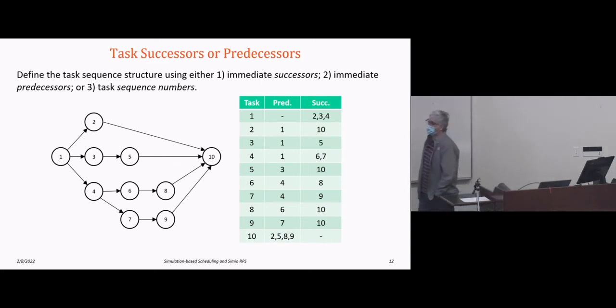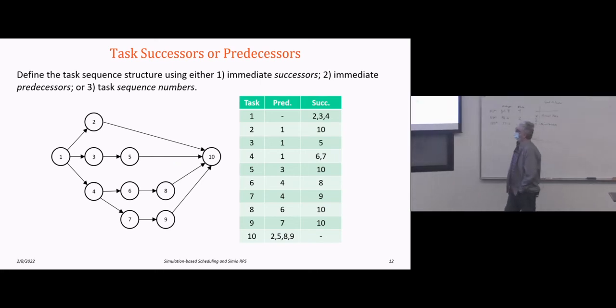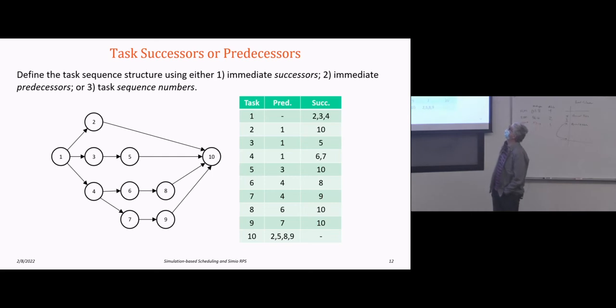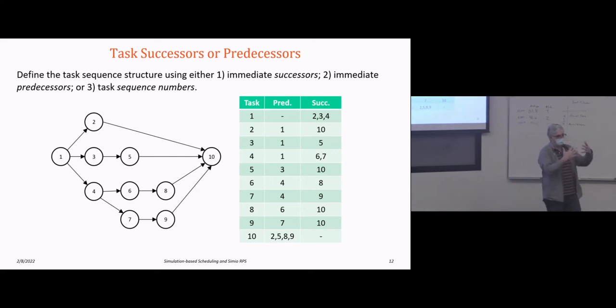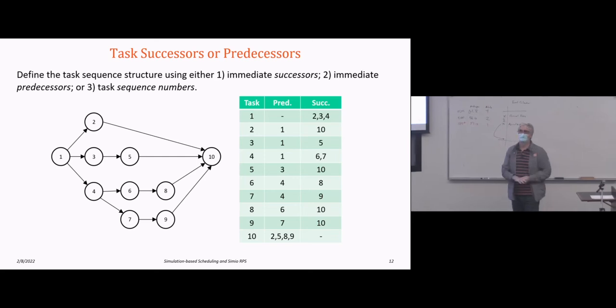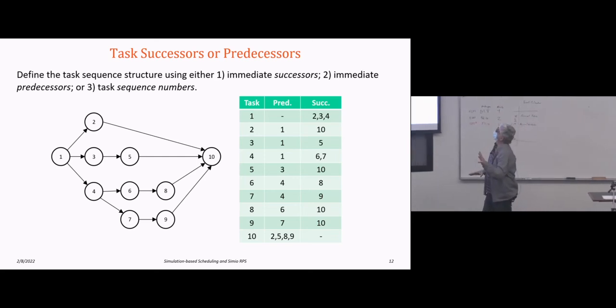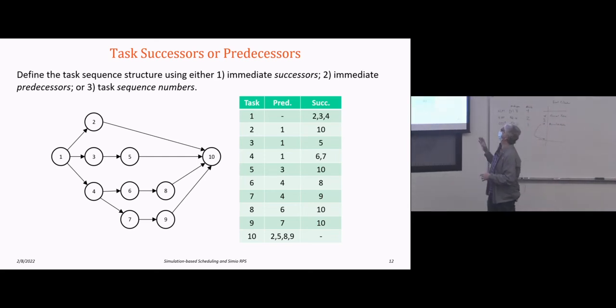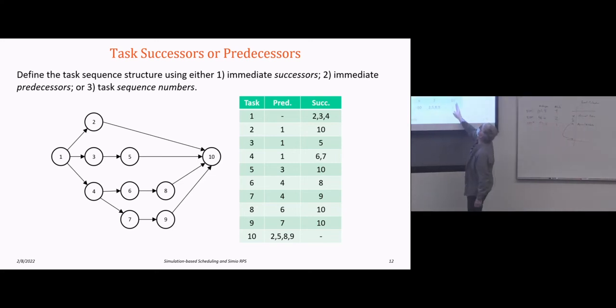So the critical thing that we have to do here first is to define this task structure. Okay, so when you look at the set of tasks and you say, how do I describe this precedence and parallelism? There are 3 basic ways to do that. Immediate successors, immediate predecessors, so that's what we see right here. So here are the immediate successors. Just pick any task, and what this tells me is the immediate successors to that task, and the immediate predecessors to that task.